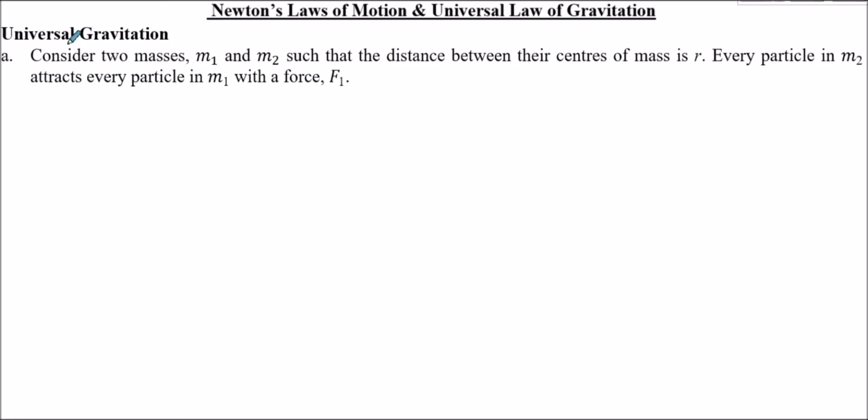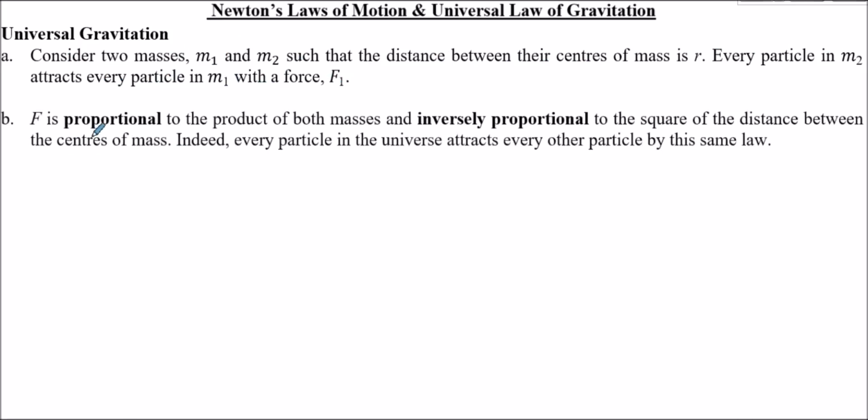So in terms of gravity, consider 2 masses, m1 and m2, such that the distance between their centres of mass is r. Every particle in m2 attracts every particle in m1 with a force F1. So F is proportional to the product of both masses and inversely proportional to the square of the distance between the centres of mass. And indeed, every particle in the universe attracts every other particle by the same law.